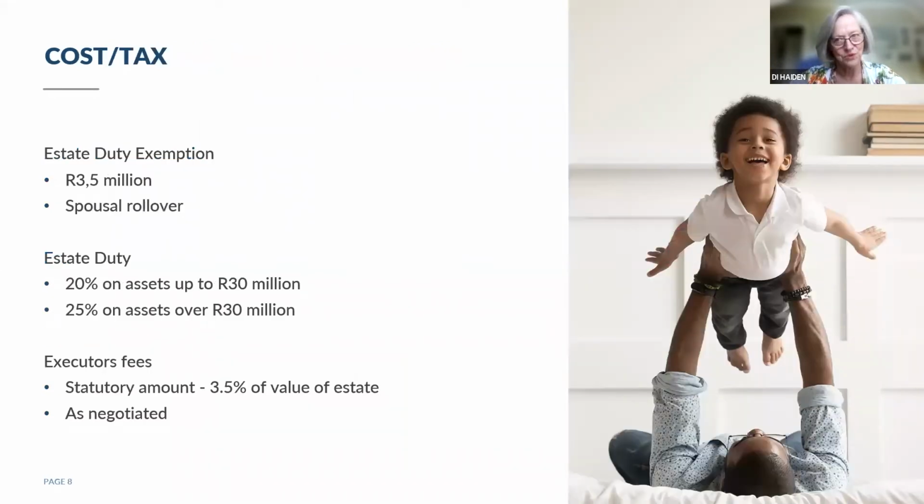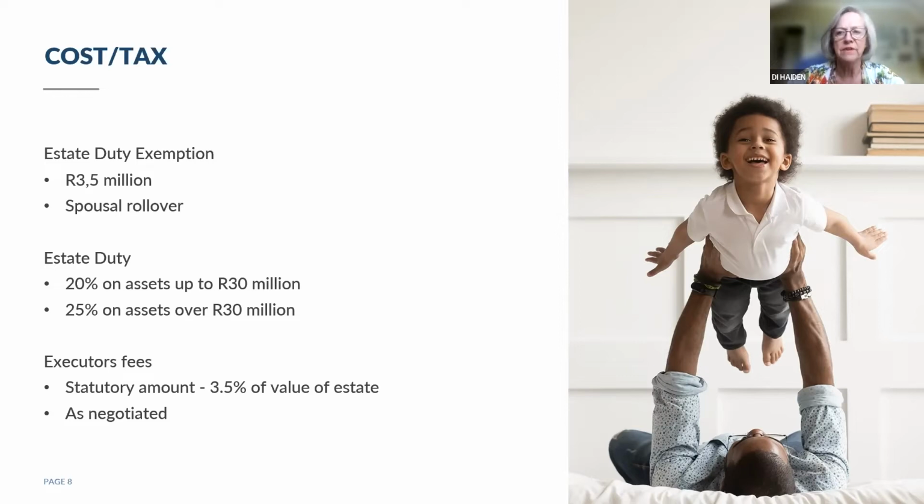And then, of course, with any estate, whether you're alive or not, but we're talking more now about after death, there are costs and there is tax. You cannot get away from the tax. It's a case of looking at it and seeing if one can improve it. So just to run through this very quickly, you do get an exemption in South Africa of 3.5 million rand, which means that you don't pay estate duty on that.